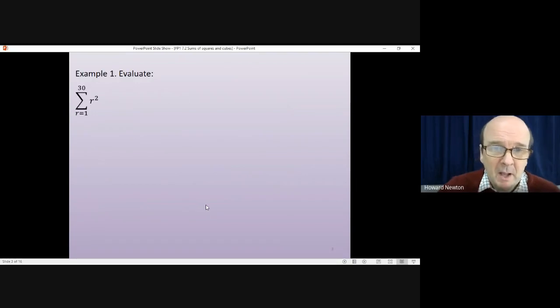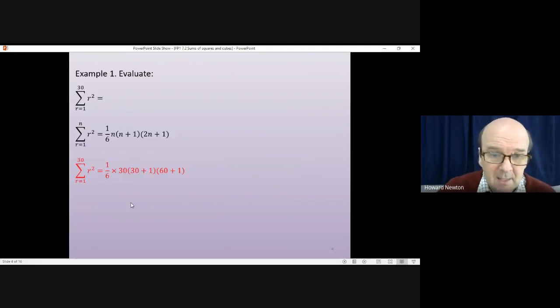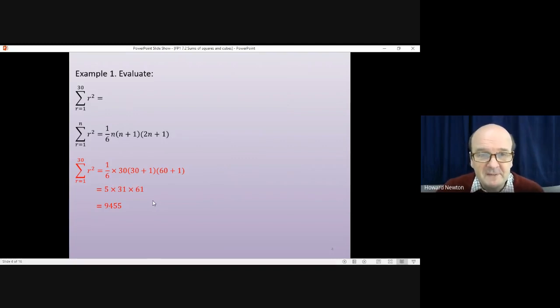Okay, have a go at doing this using the formula for r squared. No tricks, no catches. Pause the video, then come back to me. Okay, so that's what we're doing, and that is the formula that we're using. All you have to do is substitute 30 into the formula. That gives you a sixth into 30 times 31 times 61. Throw all of that in the calculator, and you should get 9,455.